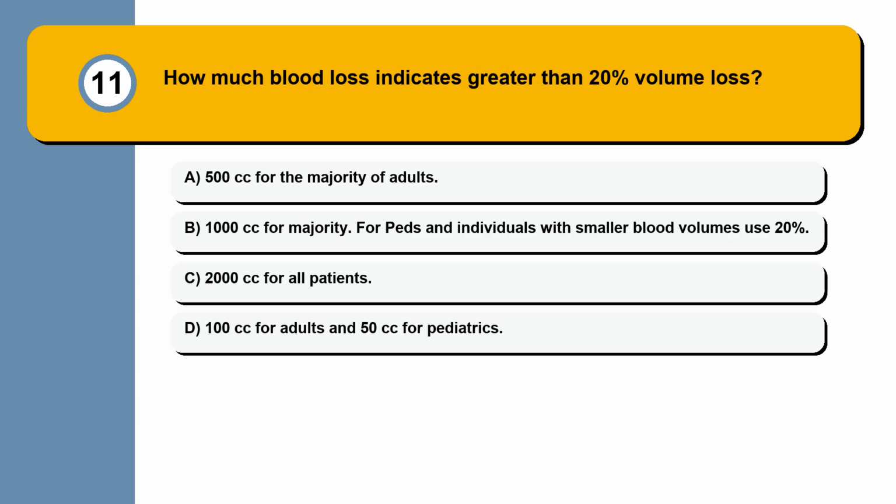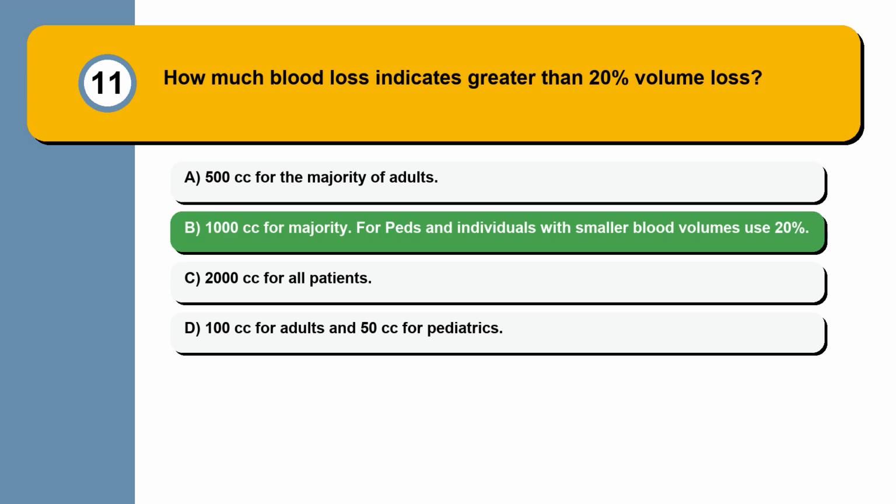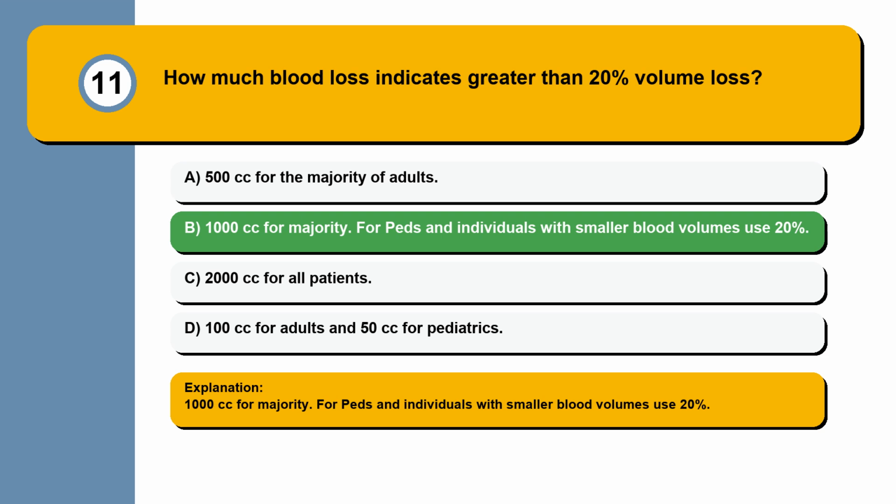Question 11. How much blood loss indicates greater than 20% volume loss? 500 cubic centimeters for the majority of adults. 1,000 cubic centimeters for majority. For peds and individuals with smaller blood volumes use 20%. 2,000 cubic centimeters for all patients. 100 cubic centimeters for adults and 50 cubic centimeters for pediatrics. 1,000 cubic centimeters for majority. For peds and individuals with smaller blood volumes use 20%.